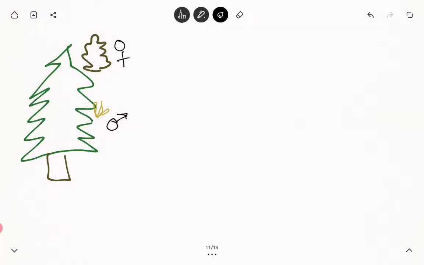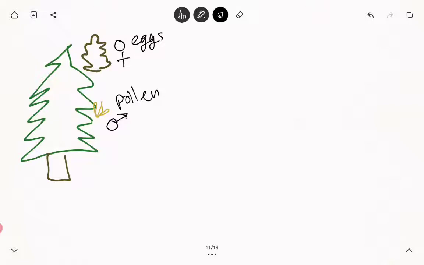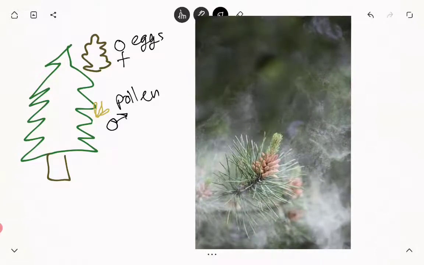Typically, we're just going to use a conifer as our general gymnosperm. We have two types of cones: the male cones, which produce pollen, and the female cones, which produce eggs. Now, unlike in the seedless vascular plants, our ferns, and unlike in the mosses, the male gamete is no longer swimming to get to the egg. It's going to float through the air.